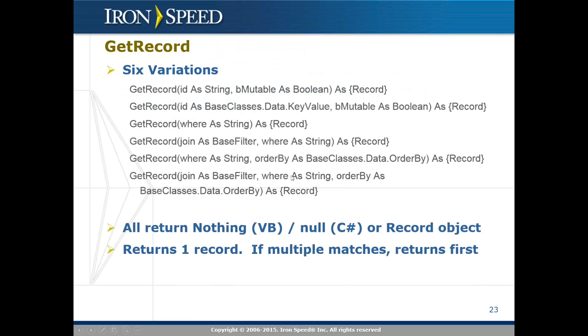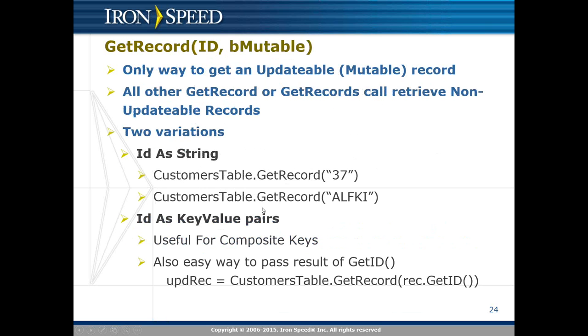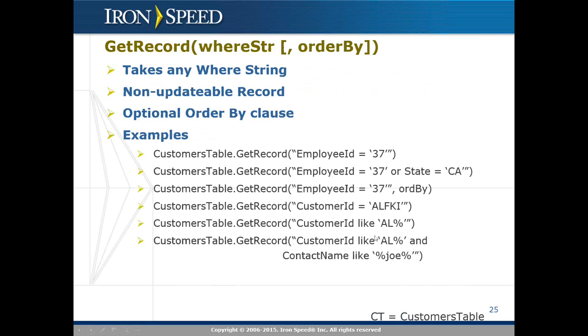Again, two variations for doing this. You can see here where you define update rec or rec equals customer table GetRecord, and then pass in another value. There are lots of different ways you can do it in terms of passing in a composite key value, etc. Here, for example, you've got employee ID equals 37. That's presuming 37 is a varchar or a string value.